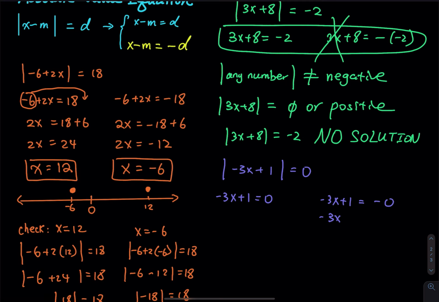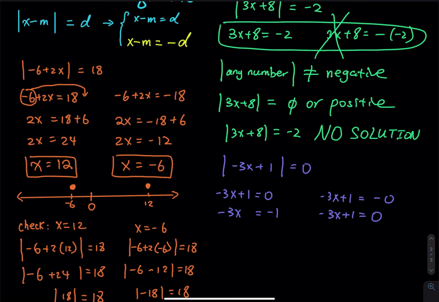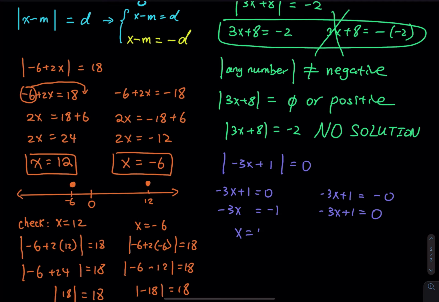So therefore, we have two identical equations. It's fine. Go ahead. Solve the equations for me. Subtract 1 on both sides, and then divide by negative 3 on both sides. So we have x equals 1/3. One answer only. So let's check.